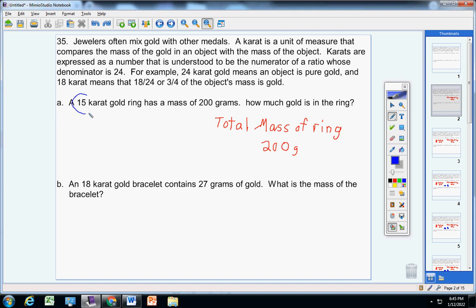Well, right here, it's 15 karat, remember? So 15 is going to be your numerator, and 24 is always your denominator. So when it says this ring is 15 karat gold, that means the ring is 15/24 gold. Okay? Now think about that for a second, Lola. Let me go to a different page.